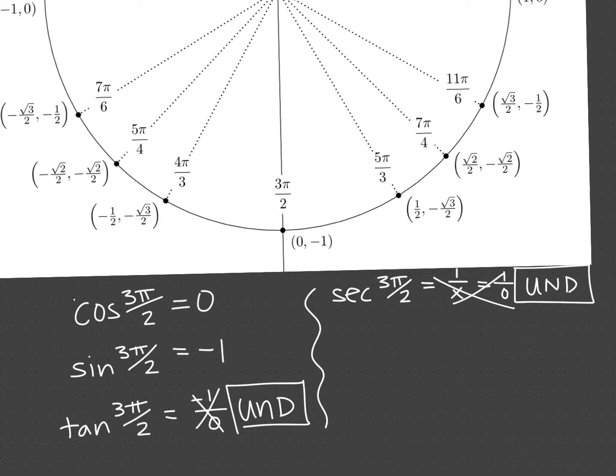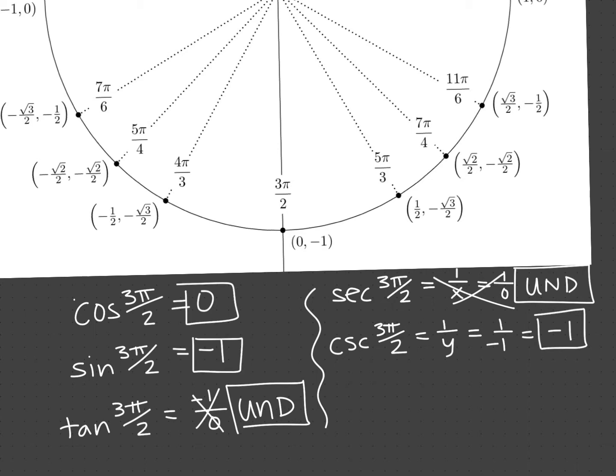Let's take a look at the reciprocal of sine, which would be cosecant. The cosecant at any angle is defined as the reciprocal of the y value, or the reciprocal of the sine value. So we'll have the reciprocal of -1, the y value. The reciprocal of -1 is 1 over -1, which is still just -1. So our cosecant of 3 pi over 2 is defined as -1. That is defined, as are the sine and cosine. So far, we've only found that the tangent and the secant at 3 pi over 2 are undefined.